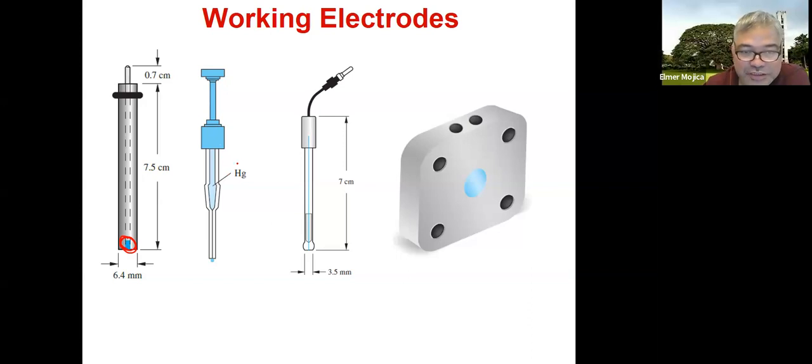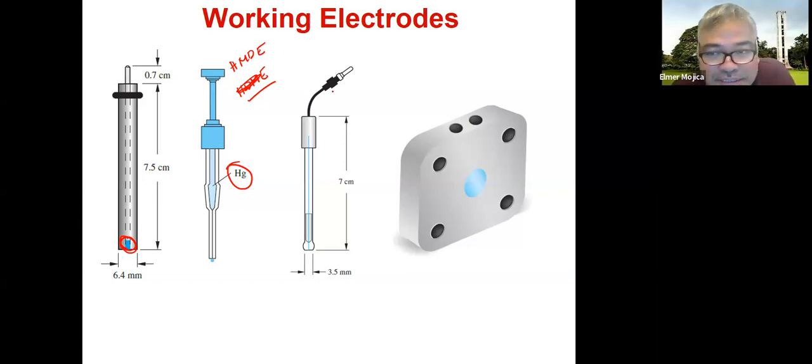Now, what do you think is this one? You have mercury there. That is the HMDE, the hanging mercury dropping electrode. In some books, they put it as hanging dropping mercury electrode, but in this book, it's hanging mercury dropping electrode. Okay? And as you could see there, the mercury itself is the working electrode.